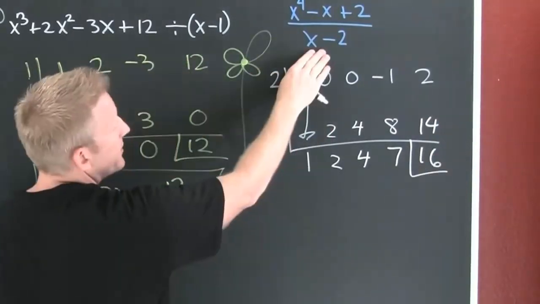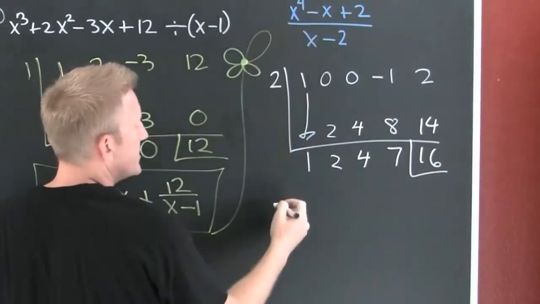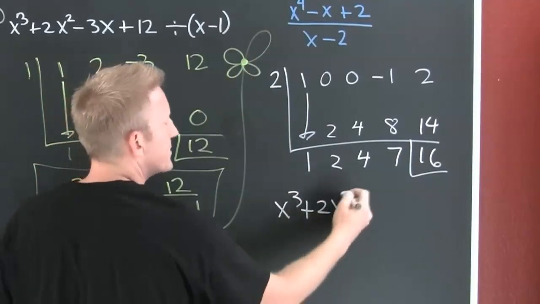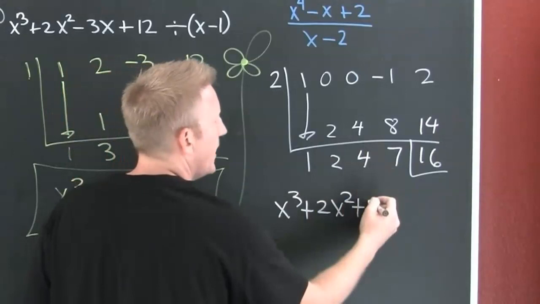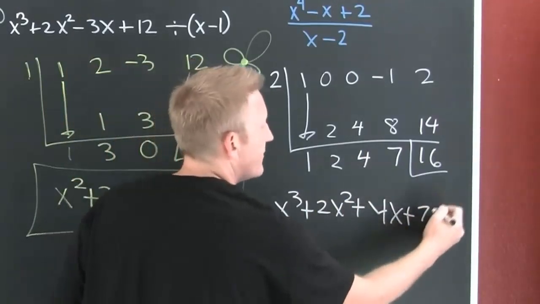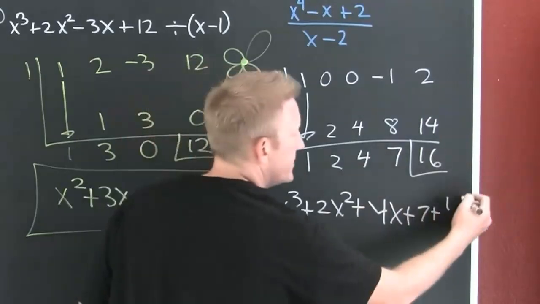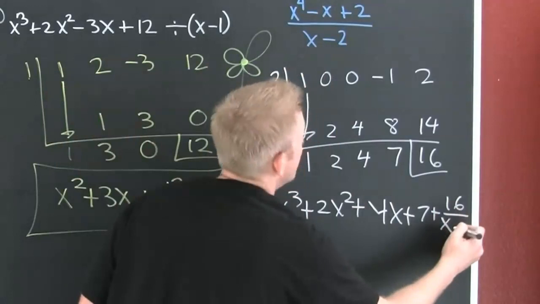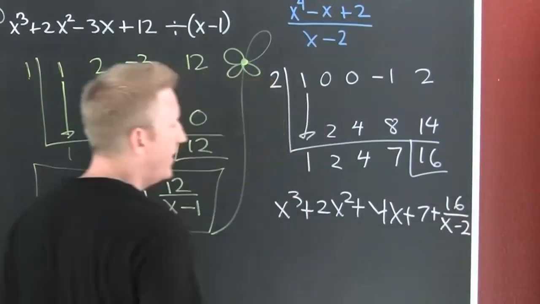I divided by a linear factor, so I need to take it down a notch. This is x to the 3rd plus 2x squared plus 4x plus 7 plus remainder 16 over divisor x minus 2.